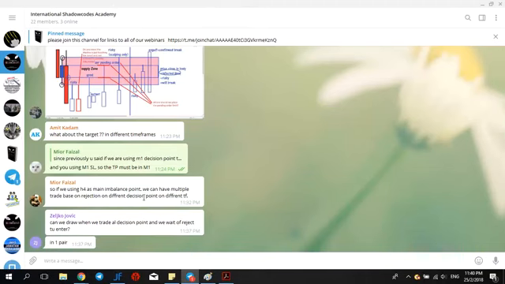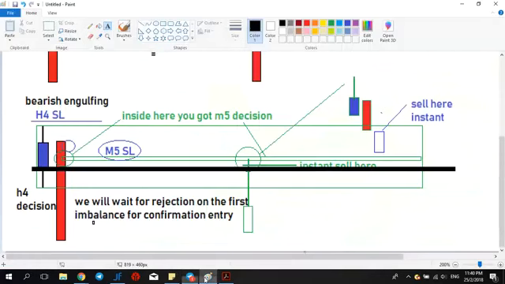So we're using multiple rejection. I already answered this. If we're using H4 as the main imbalance point, we can have multiple trades based on rejection at different decision points on different time frames. Yes, correct. You can wait for a decision on different types of level. For example, you can wait for an M5 decision point, but you must also wait for the rejection at this same level. Even though you're using H4, you can still wait for rejection over here.